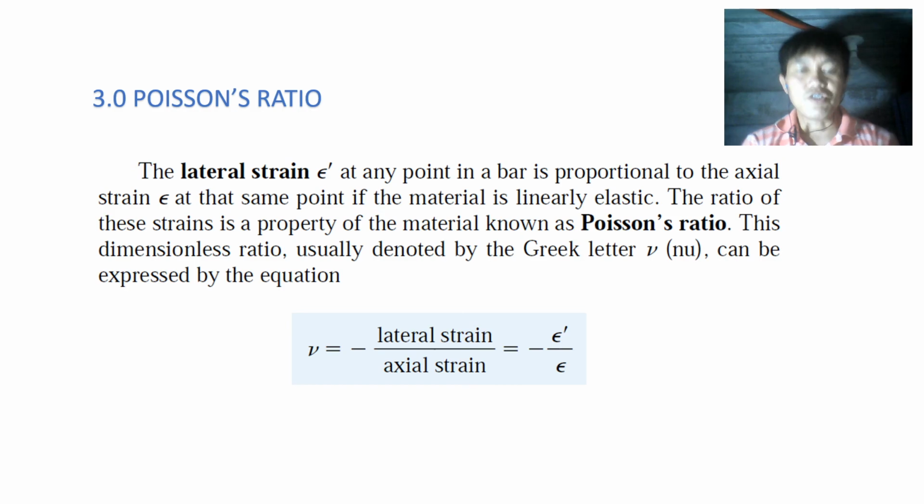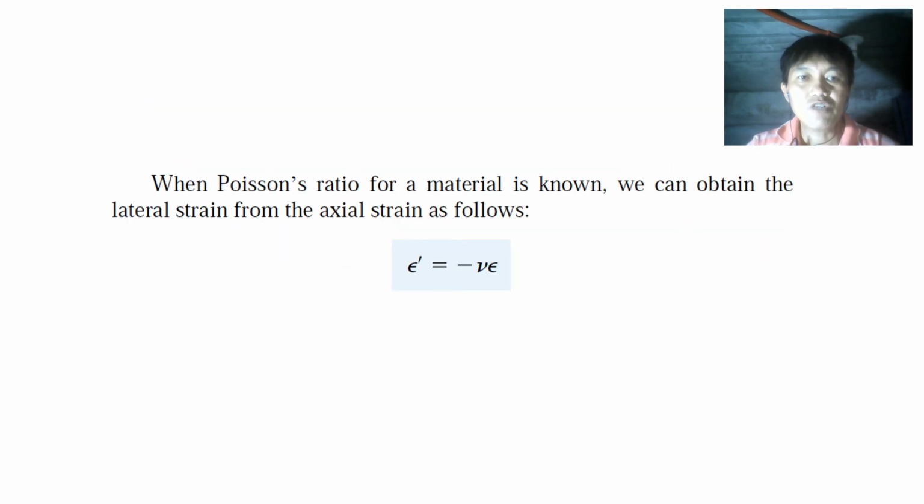So what is Poisson's ratio? The lateral strain epsilon prime at any point in a bar is proportional to the axial strain epsilon at that same point if the material is linearly elastic. The ratio of these strains is a property of the material known as Poisson's ratio. This dimensionless ratio, usually denoted by the Greek letter nu, can be expressed by the equation nu equals negative lateral strain over axial strain. When Poisson's ratio for a material is known, we can obtain the lateral strain from the axial strain.